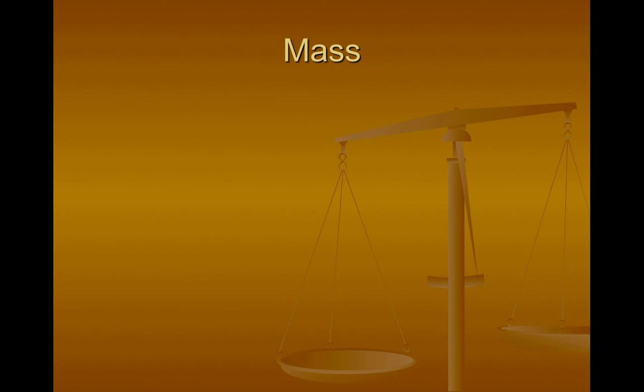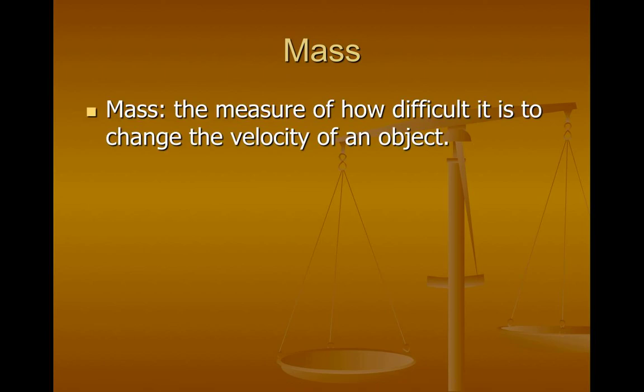So let's talk a little about mass. Sometimes people confuse mass with weight, but they really are two separate things. Mass means the measure of how difficult it is to change the velocity of an object. That is a definition of mass. Another way to think about mass is basically the amount of matter that an object has. Something that has a lot of mass is hard to move. It's hard to slow it down or speed it up. It's hard to stop it if it's already moving. And the more matter an object contains, the more mass it has.